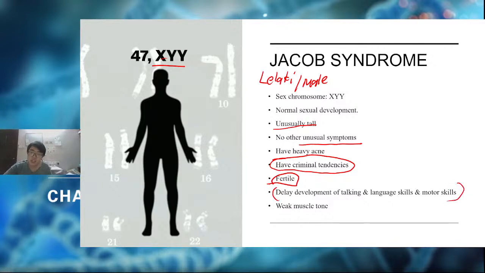And also this male also have the delayed development of talking and language skill and also motor skill. Motor skill means cara untuk berjalan lah. Kan kami baby tak tahu macam mana jalan, don't know how to walk, how to stand. So this is the motor skill lah. Our parents will teach us right baby.